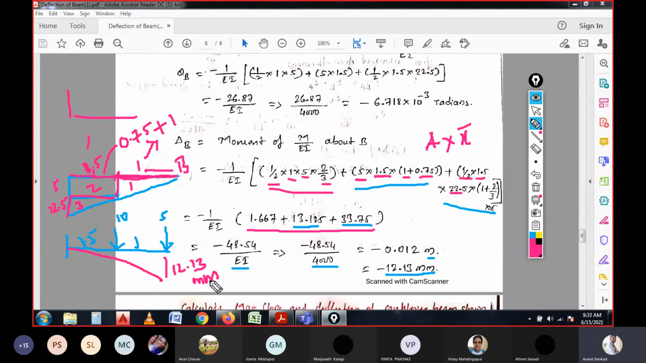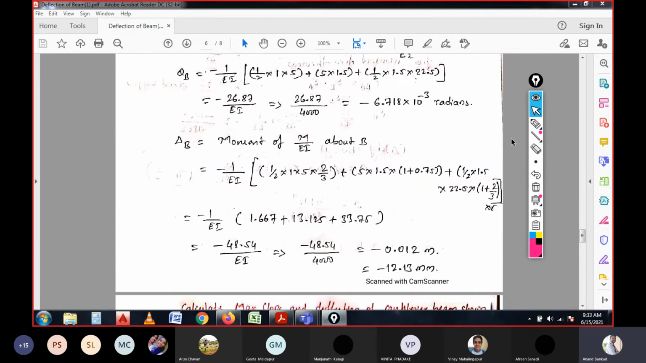So 12.13 mm because of these two loads with a distance of 1.5 and 1 for support A, right? So this is how the deflection is calculated, and the slope, the angle, is calculated as 6.1718 into 10 to the power minus 3 radians. This is how we have to calculate the slope and deflection for the given problem.